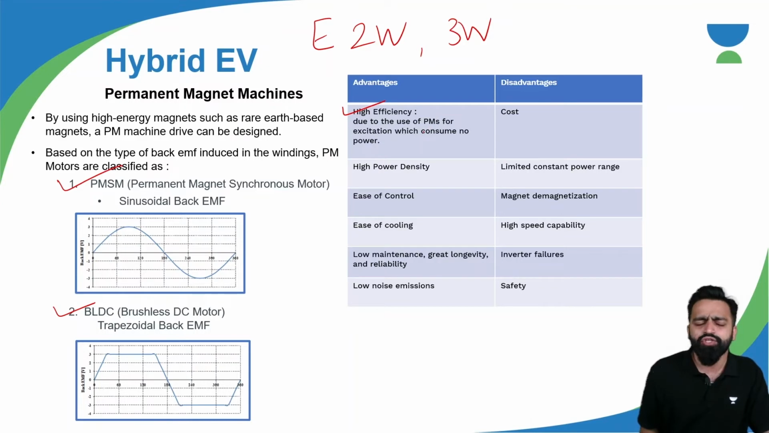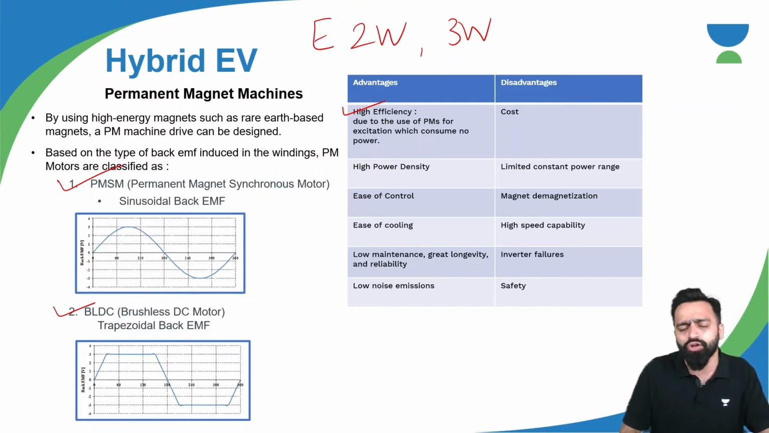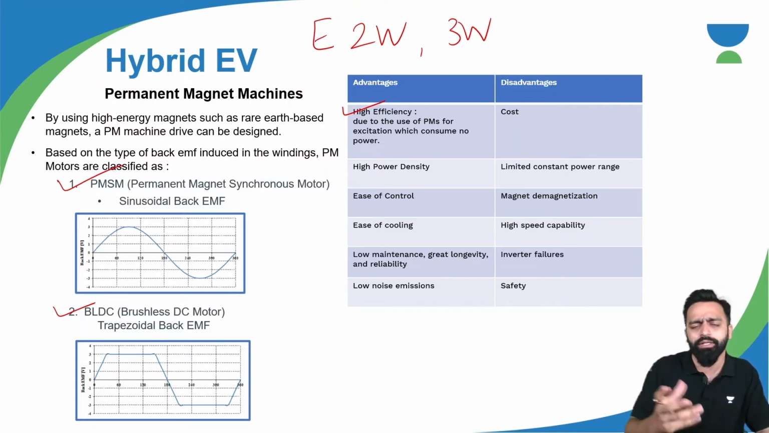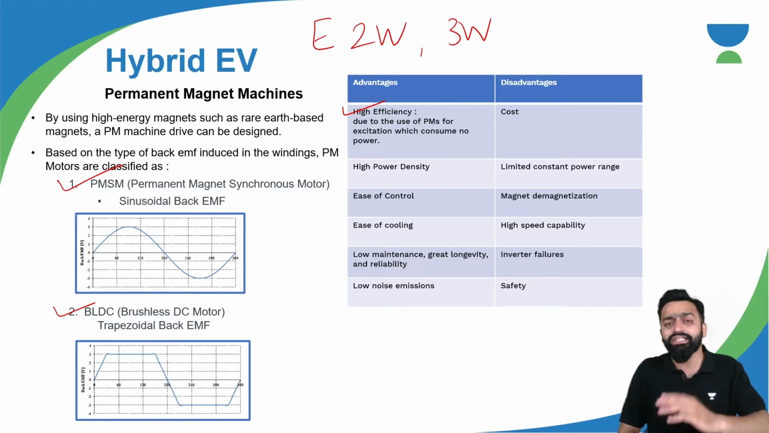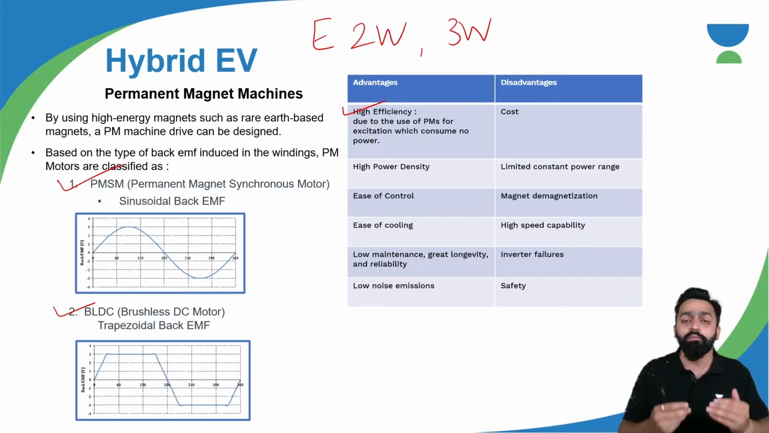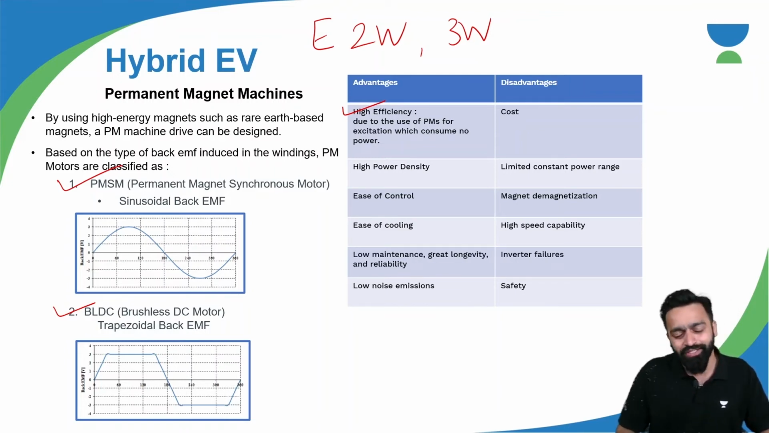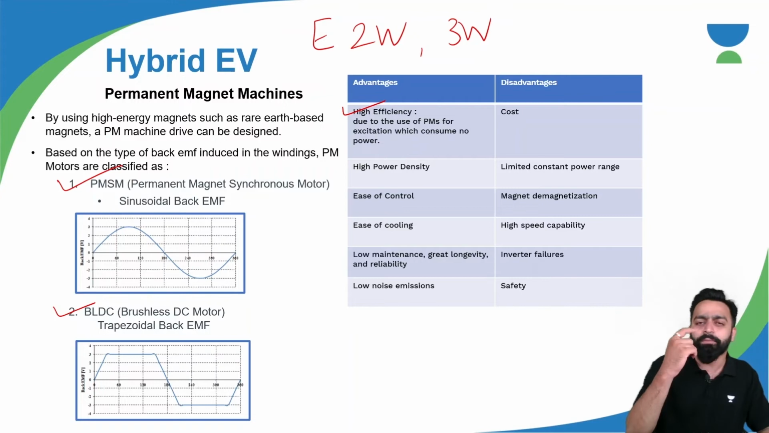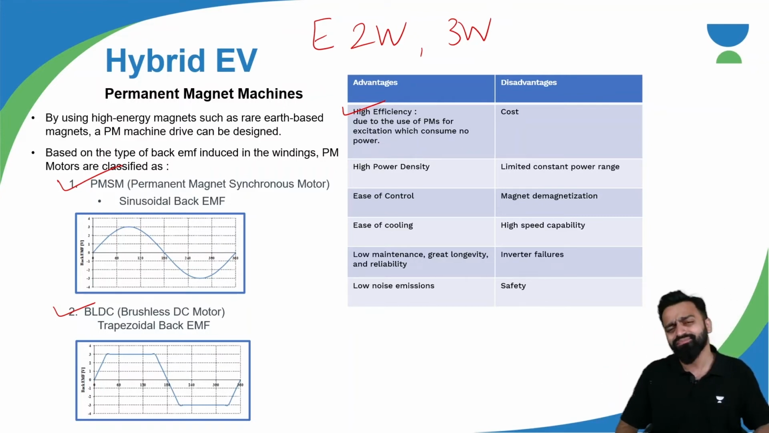So PMSM motors and BLDC motors both have better efficiencies because of the permanent magnets. As permanent magnets are there, no additional energy is required to excite the rotor or stator, wherever you place the permanent magnet. Whereas in normal motors, you have to have two magnetic fields, and both are provided by the flow of current. Here, as we have a permanent magnet on either the stator or the rotor, you are saving energy. So efficiency is more.